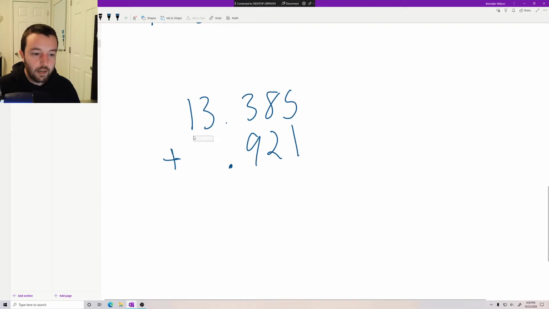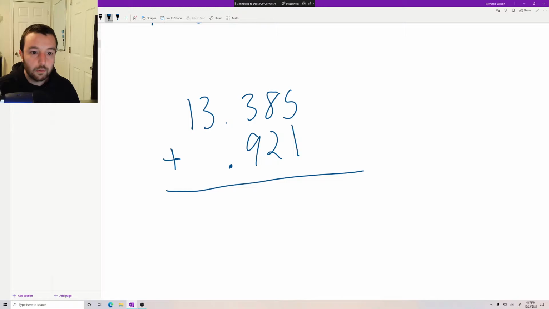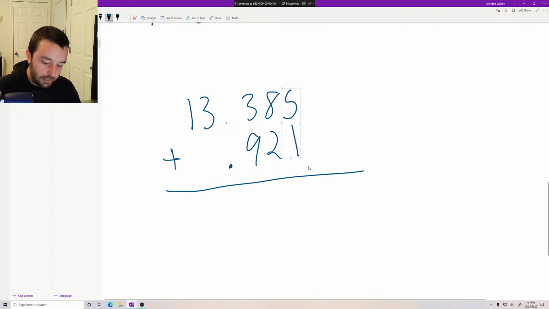Okay. So we don't have any whole numbers here, so we can just leave it blank. Again, you can write in some zeros if you don't like leaving it blank, or you can just imagine that there's a 0 there. So we do 5 plus 1 to get 6. 8 plus 2, we get 10, so we write the 0 and we carry the 1. 1 plus 3 is 4, plus 9 is 13.